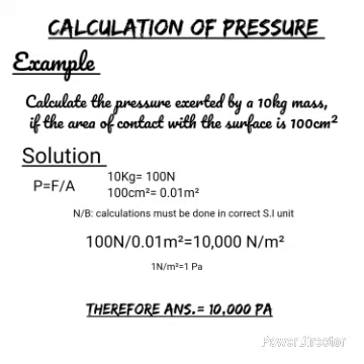We are also going to convert the 100 square centimeter into square meter. The reason why we are doing this is because all calculations must be done in the correct SI unit. Now, when we do the computation, we will get 10,000 Newton per square meter. But we know that the SI unit for pressure should be Pascal, and therefore the correct answer should be 10,000 Pascal.